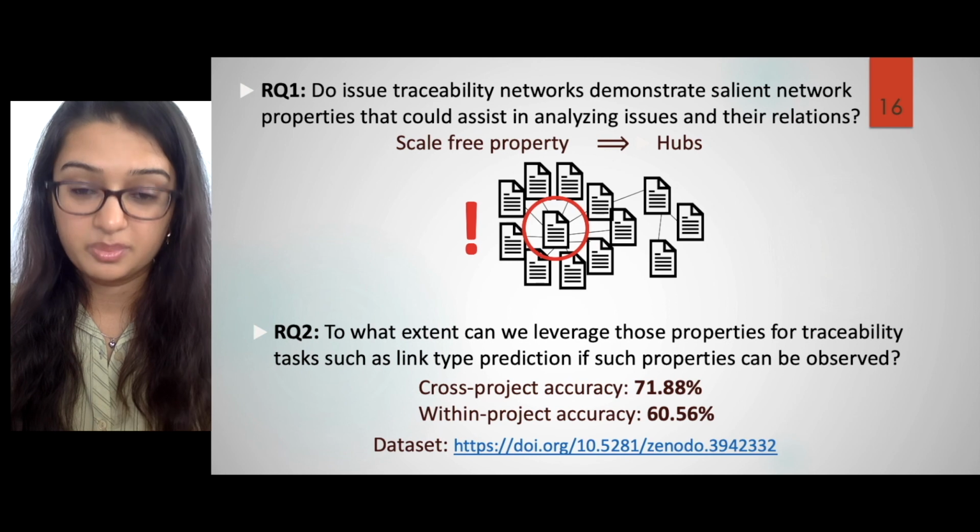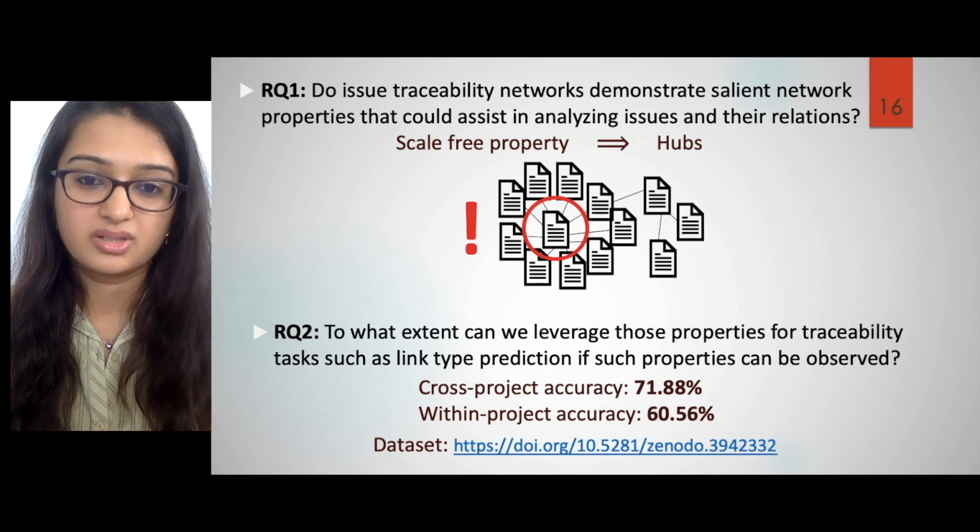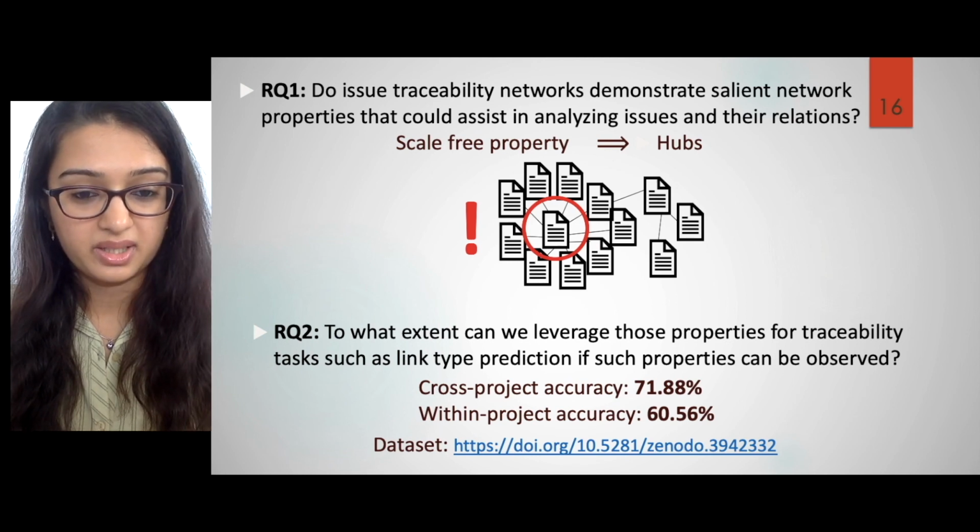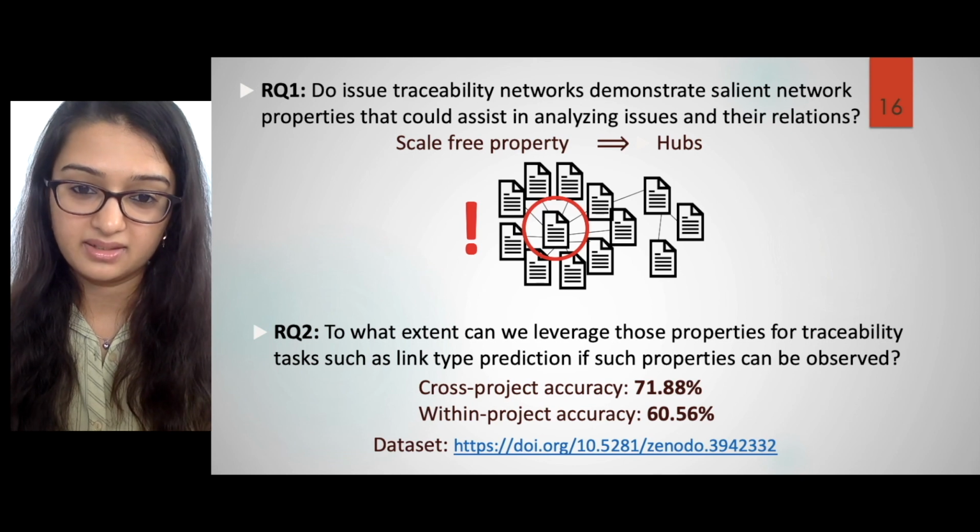To promote reproducibility and to encourage further research in this domain, we make our dataset publicly available.